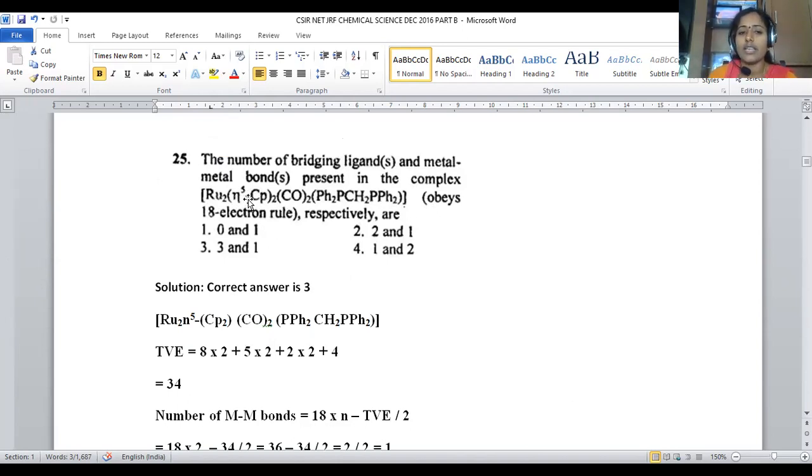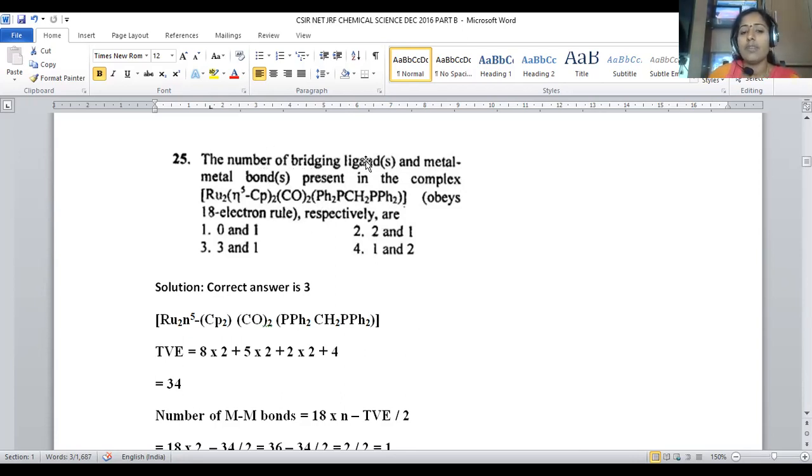Such ligands, 2 are there in this. And 2 carbonyl groups are there. Ph2P-CH2-PPh2 will be there. It is the kind of system where each P will give 1 electron pair. Here also 1 electron pair. Total 4 electrons will be contributed by this one. It is a bidentate ligand. And this complex is obeying the 18 electron rule.